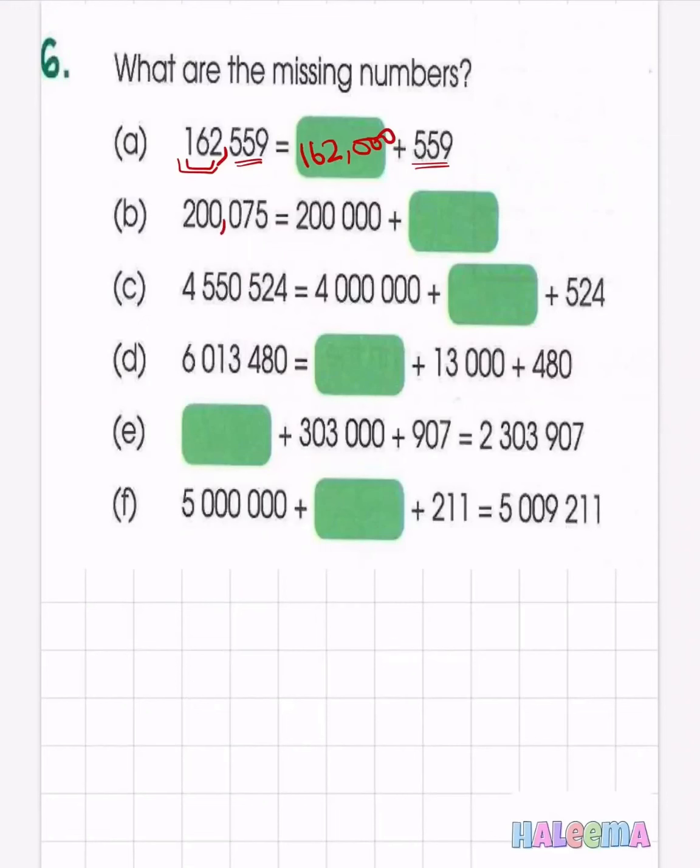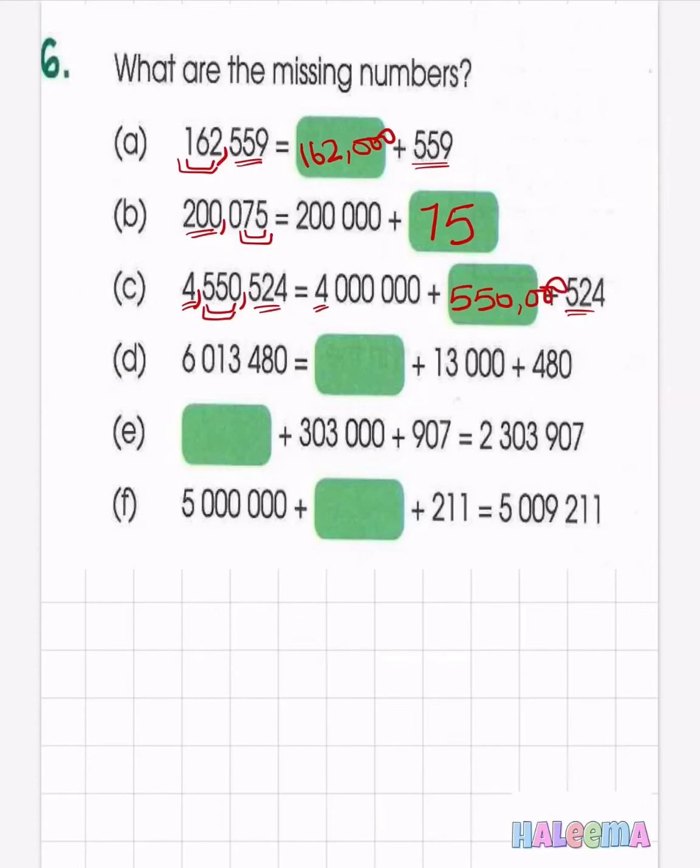In the next one, it's 200,075. 200,000 or 2 lakh is done for you. What we're left with is 75. So we're just going to write 75. That's right. Next, 4,550,524. Let's see, they've done 4 million for us. They've done 524. Left with is 550,000. Don't forget it comes in the thousands place, right?